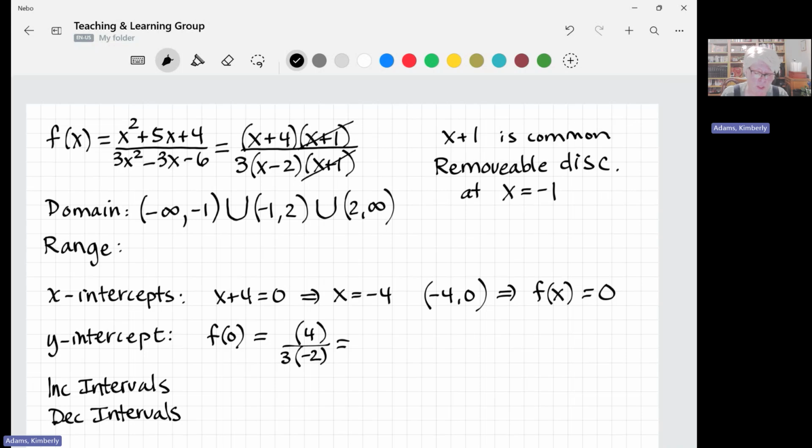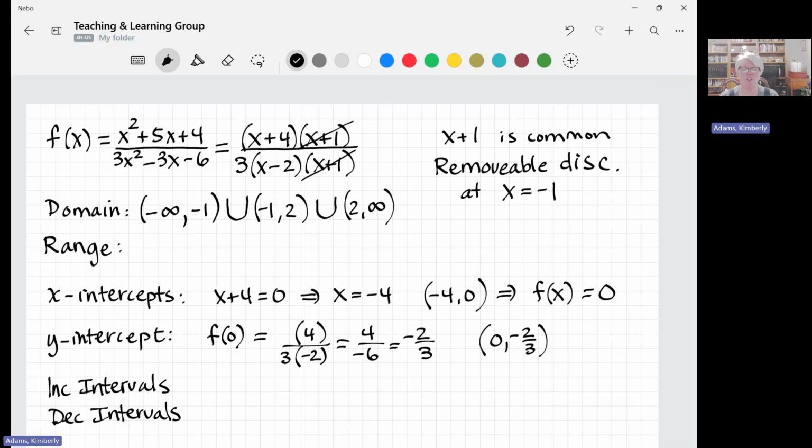I don't know why I have a 3 in the numerator. I shouldn't. So this is 4 divided by -6, which is -2/3. So the y-intercept is at the point 0, -2/3. That's where it's going to cross the axis.